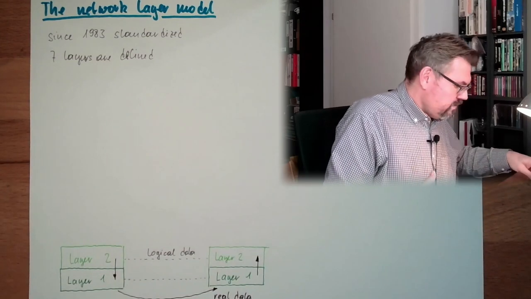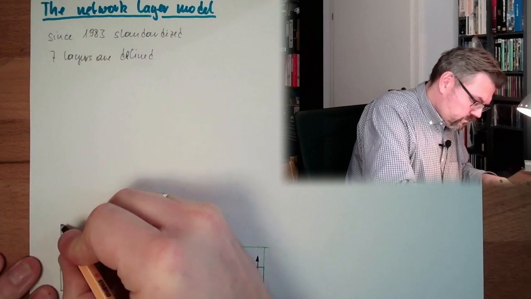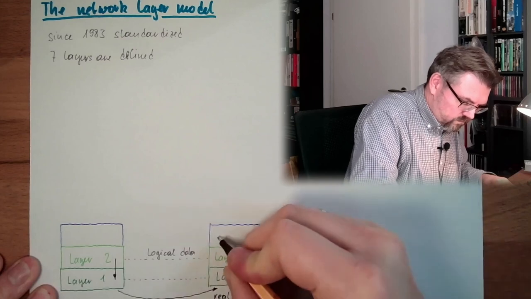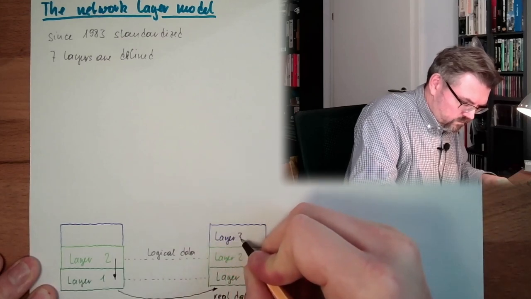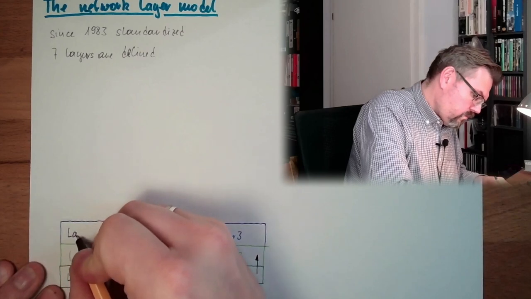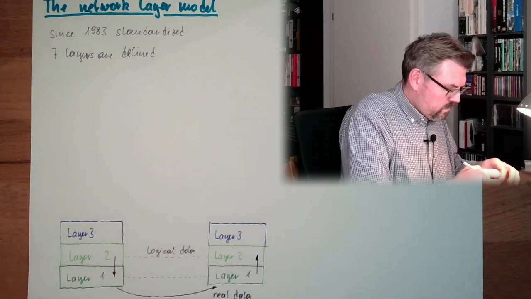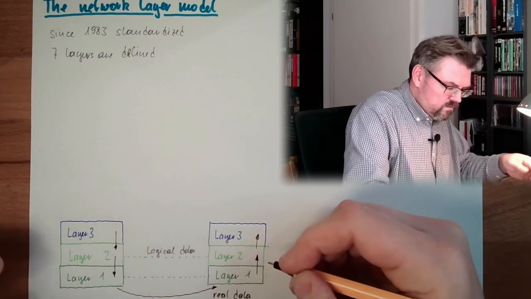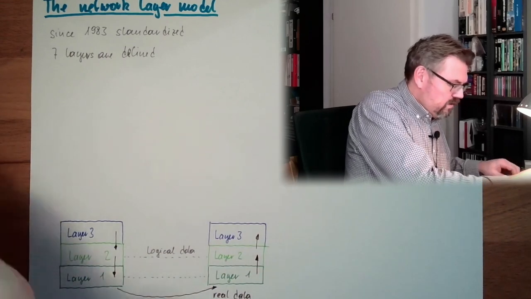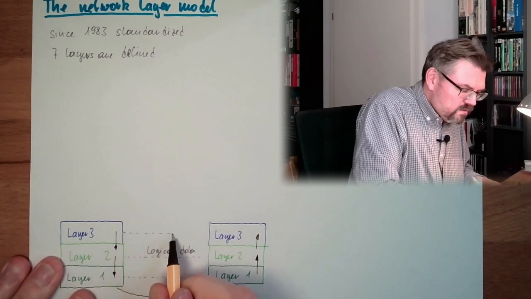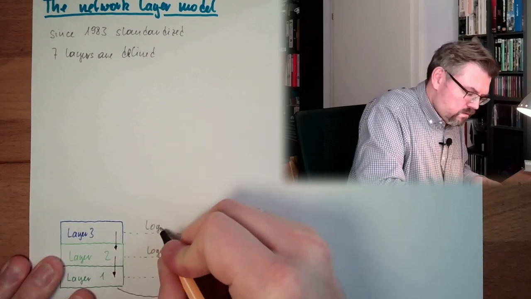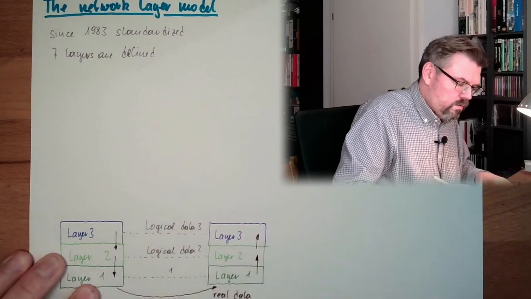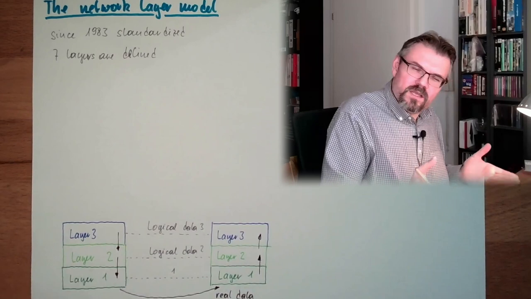So there is somewhere then layer 3. And also here, the real data is dropped and raised here, but the logical communication is here. Three, two, one. Here the real data, and this is the logical data, the same.